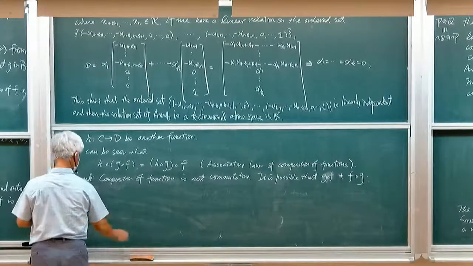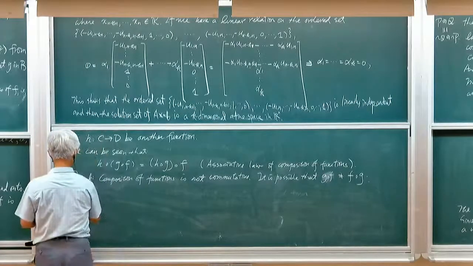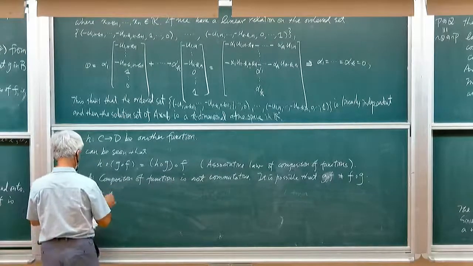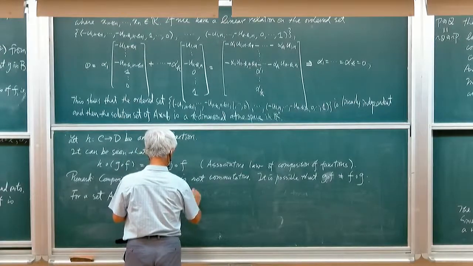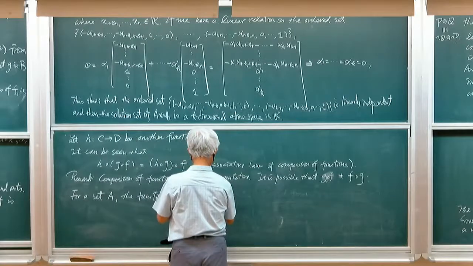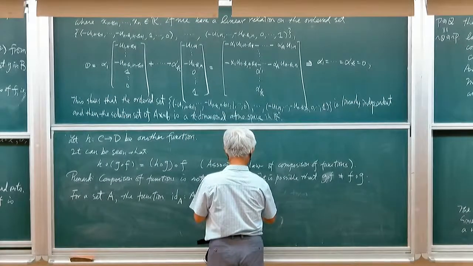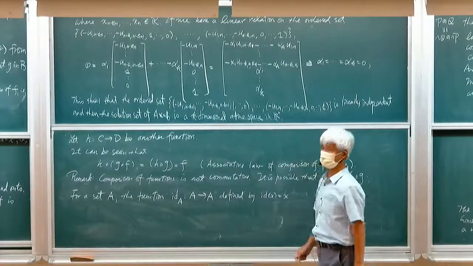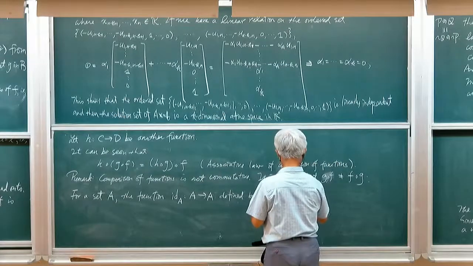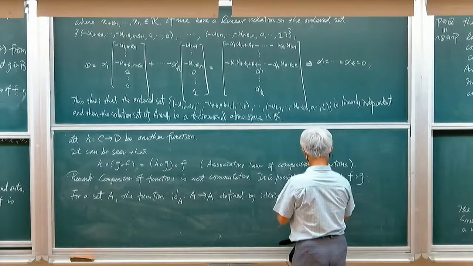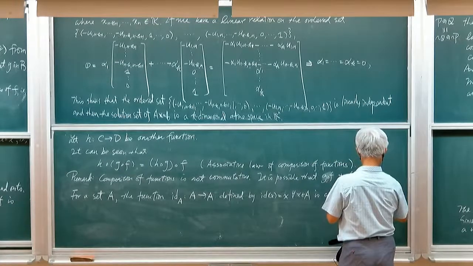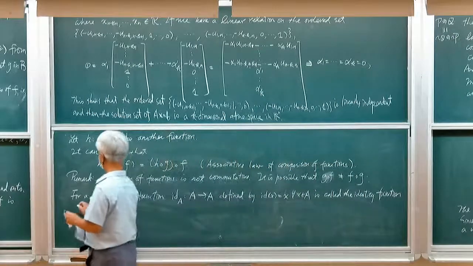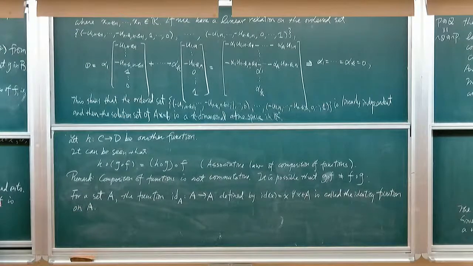Now, for a set A, the function id_A from A to A defined by id_A(x) = x, so x is mapped to x, is called the identity function on A. Every set A has an identity function on itself.